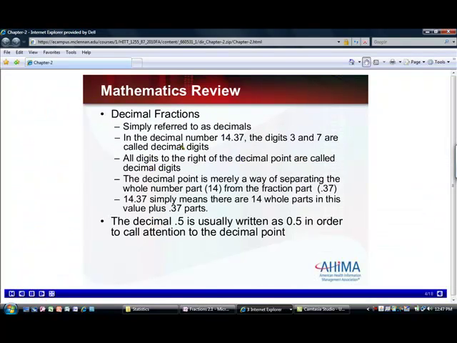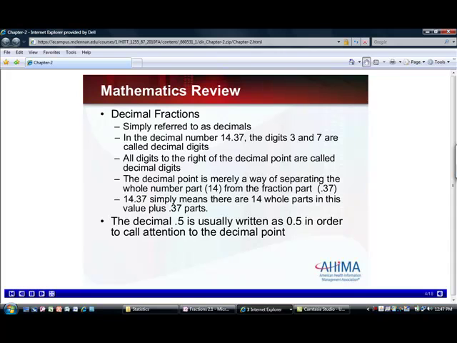Decimal fractions. These are simply referred to as decimals. The notation indicates a value of less than 1. In an example such as 14.37, the digits to the right of the decimal, 0.37, are decimal digits. The decimal point is used to separate the fraction from the whole number. Usually you will place a 0 before the decimal point.